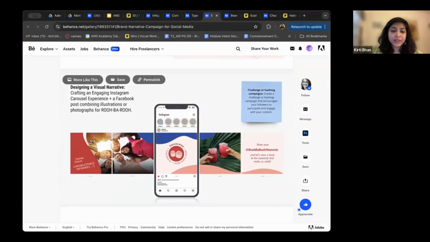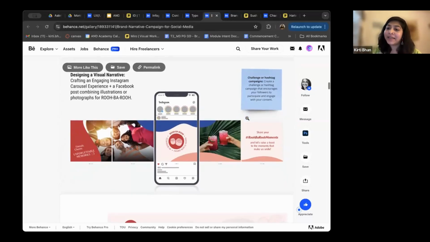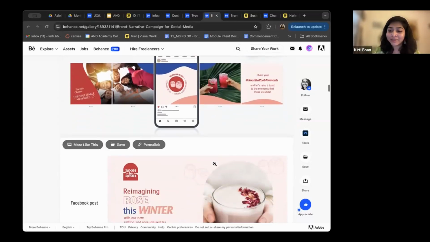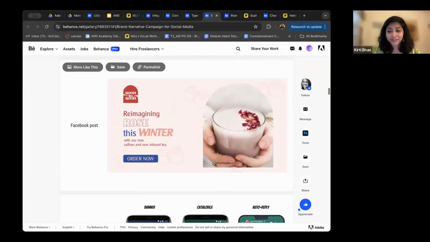Then again, this visual narrative of a carousel post, where you can see that the learners are also highlighting their learnings and what they are doing and why, in the form of a keynote, which is nice. Yeah. So she's creating a hashtag campaign, which encourages followers to participate and engage with the content. Which is community building happening. As a graphic designer, she's thinking strategically like that.